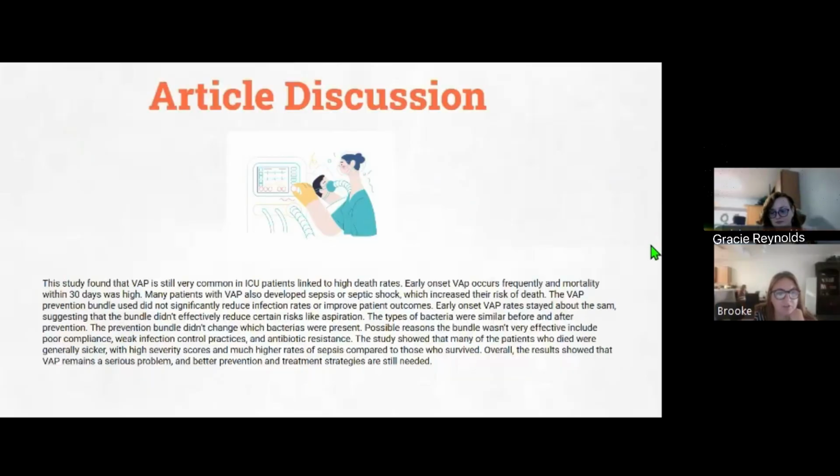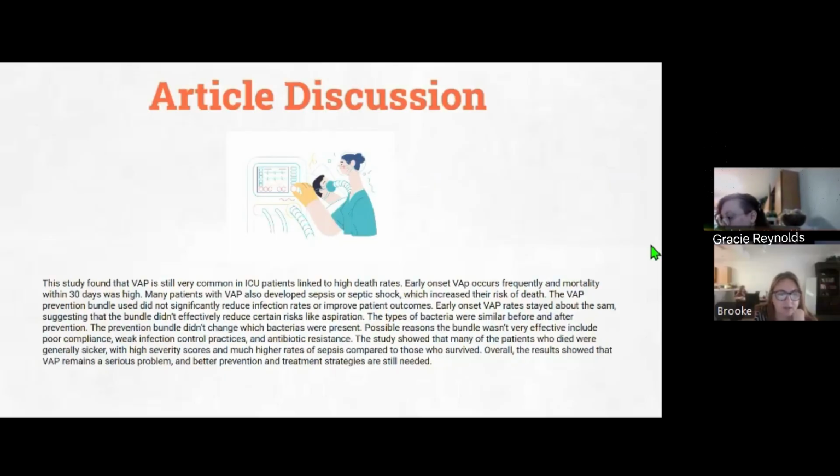The VAP prevention bundle used did not significantly reduce infection rates or improve patient outcomes. Early onset VAP rates stayed about the same, suggesting that the bundle didn't effectively reduce certain risks like aspiration. The types of bacteria were similar before and after prevention. The prevention bundle didn't change which bacteria were present. Possible reasons the bundle wasn't very effective include poor compliance, weak infection control practices, and antibiotic resistance.